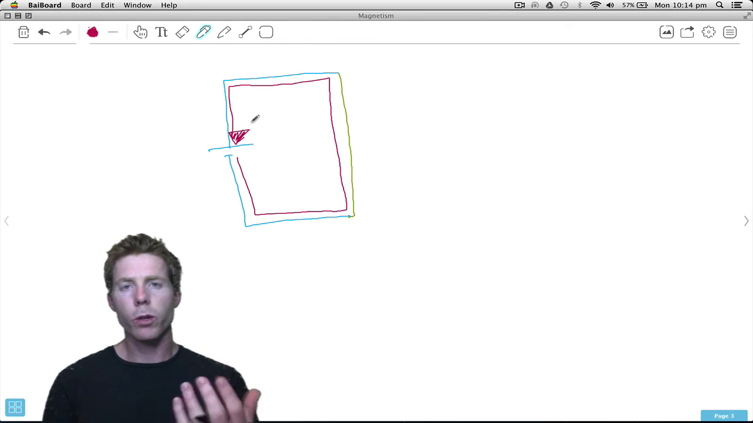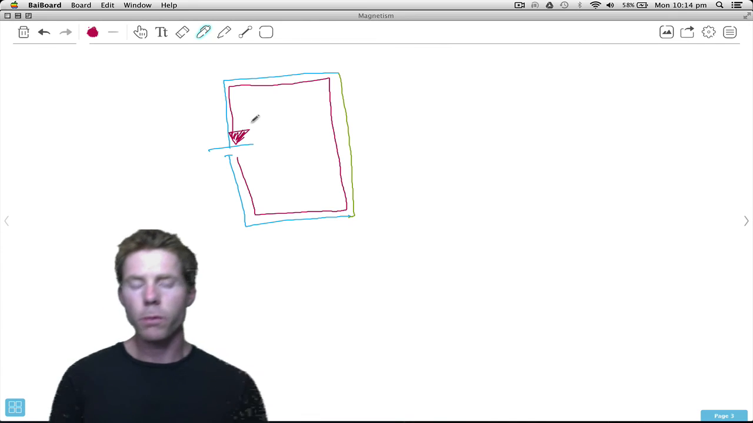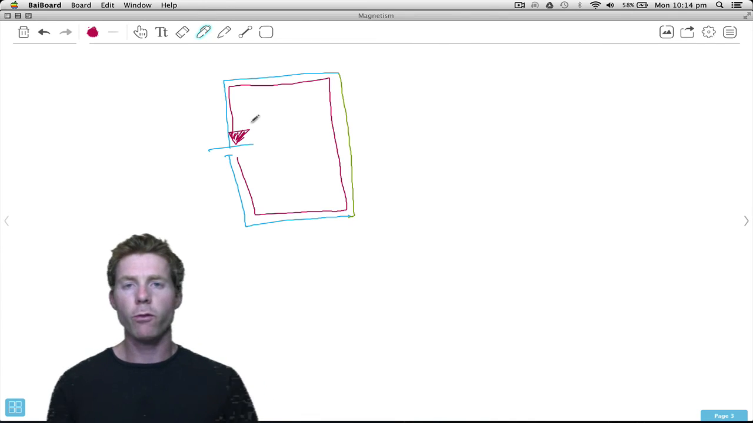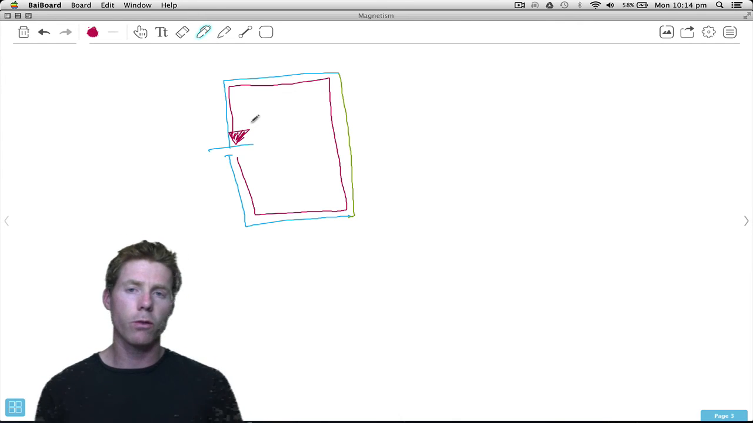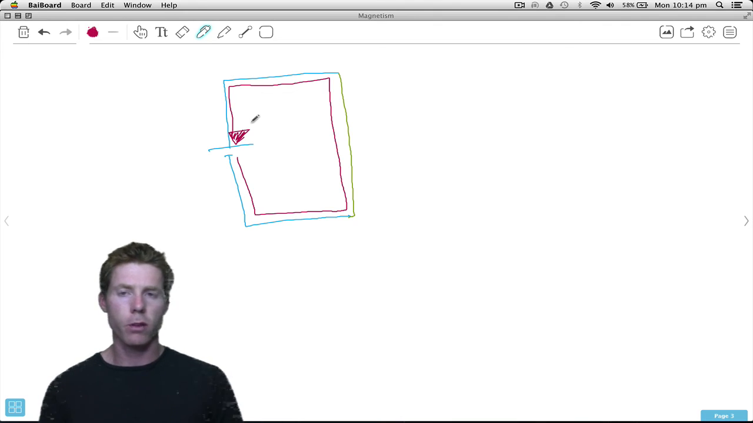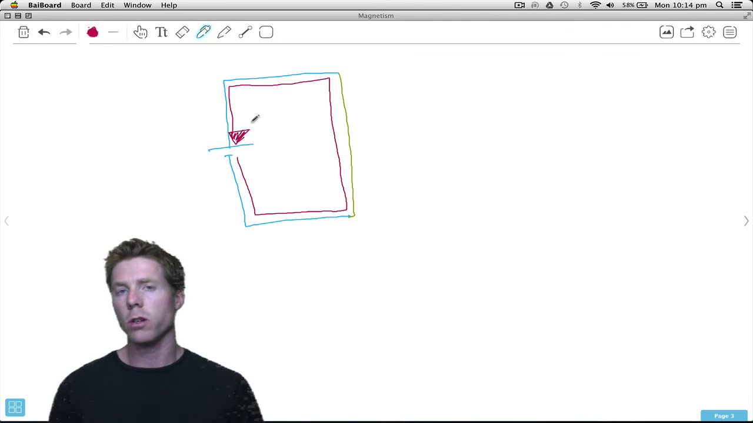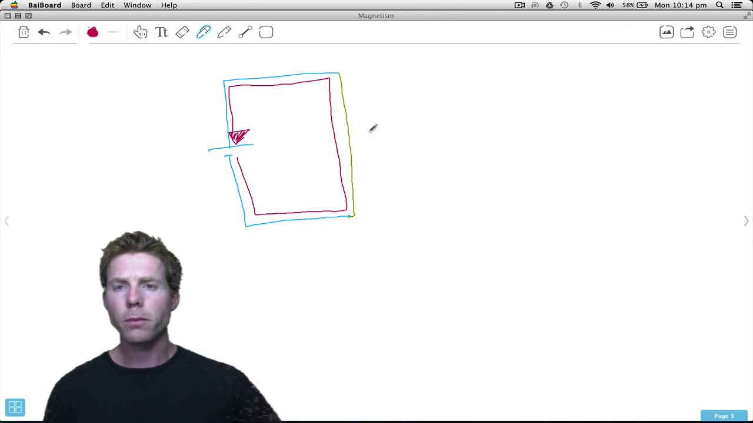But how do we figure out which way the magnetic field is going? Well, that's where Fleming comes in. So we have Fleming's left-hand grasp rule, which applies to electron flow. If you're dealing with conventional current flow, you do use the right-hand rule. But all of my lectures are going to be dealing with electron flow. So, Fleming's left-hand grasp rule.